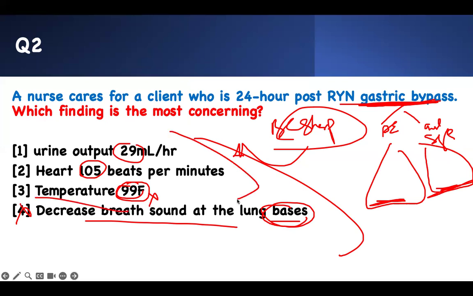Then you're left with these two: a low urine output versus tachycardia. In a patient who has a Roux-en-Y bypass, even small tachycardia means pulmonary embolism or sepsis.